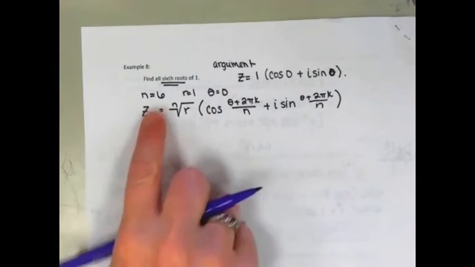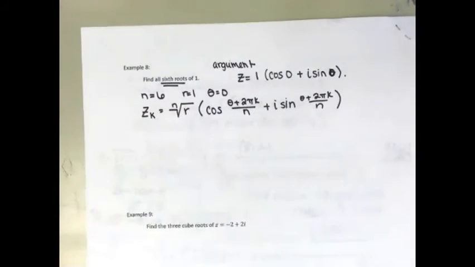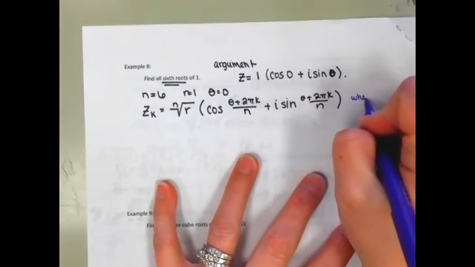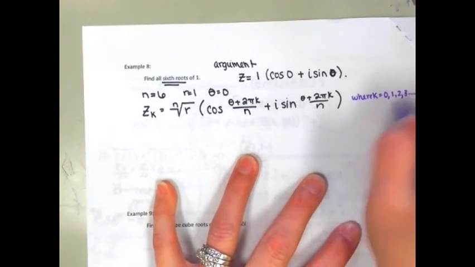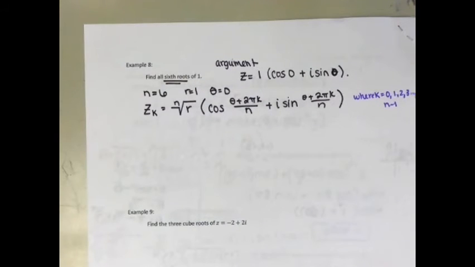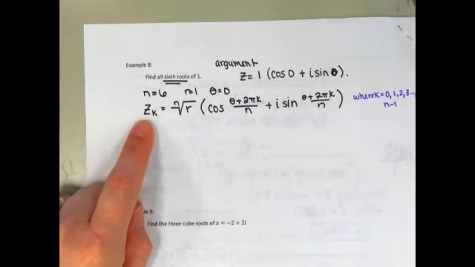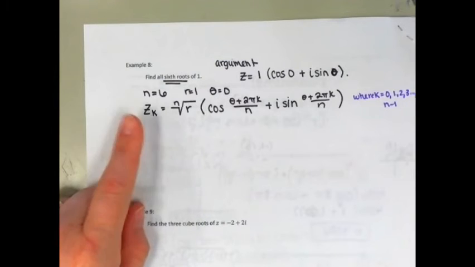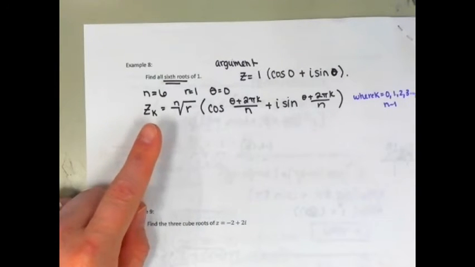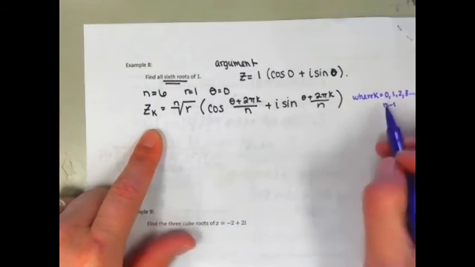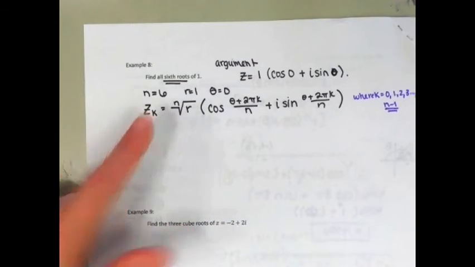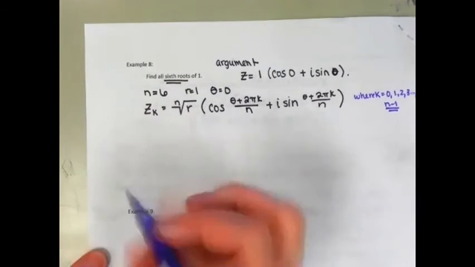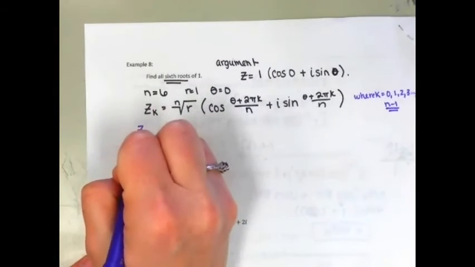So we want to go up to the 6th root, where k starts at 0, 1, 2, 3, all the way up to n minus 1. So we're going to do z to the 0, z to the 1st, z to the 2nd, z to the 3rd, z to the 4th, and z to the 5th is going to be our last one. Why? Because it ends at n minus 1, and our n is 6, so 6 minus 1 is 5. So let's go ahead and do z to the 0 first.